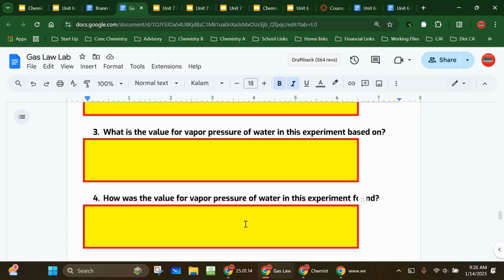And then, the value for the vapor pressure of the water in this experiment is based off of what? What did you use to go down to that last page in the lab and find the number for the partial pressure of the water vapor? What did you use? What is that table? Go back and look at that table, and you'll see, okay, when I look up this, it gives me this number. And then, how was the value for vapor pressure in this experiment found? So what did you have to do to find that number for the vapor pressure of water? Questions?